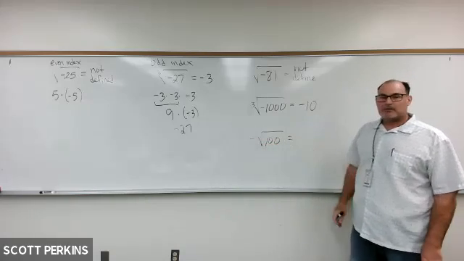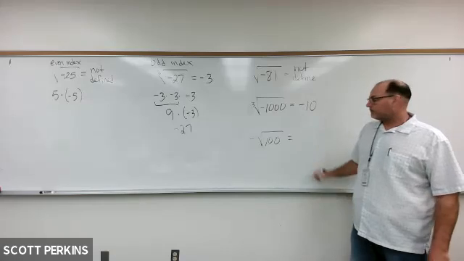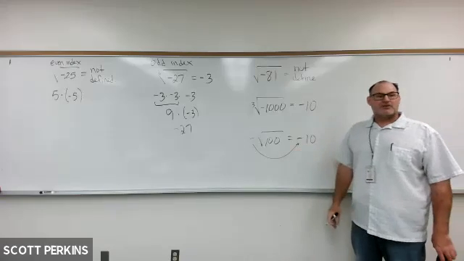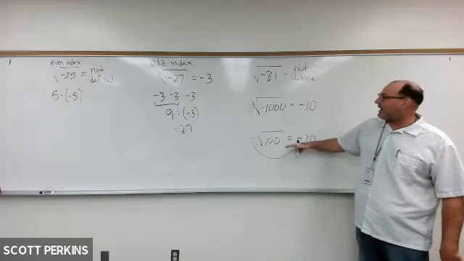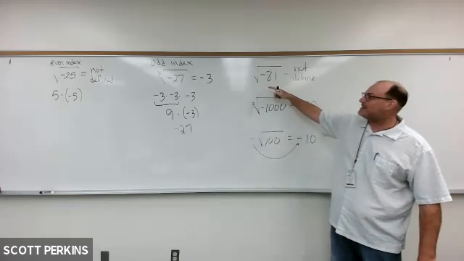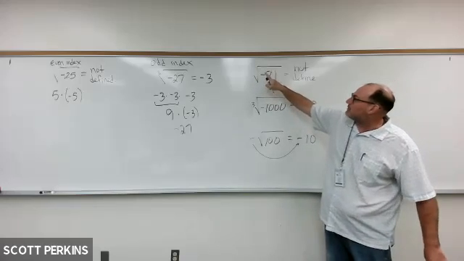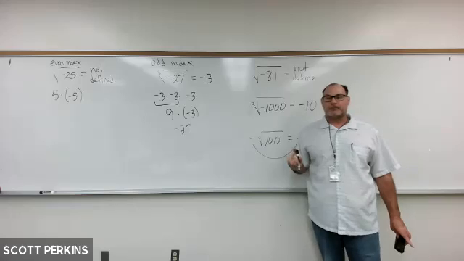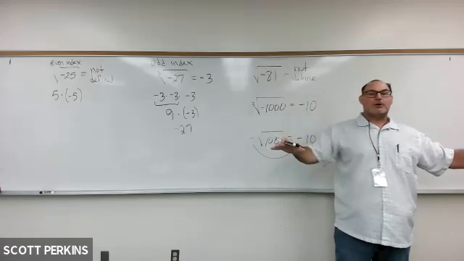What does this one want? Negative 10. The negative is outside the radical, so the negative just follows along. So I've not violated what I told you about even indexes. Note the difference between when the negative is under the radical versus when it's outside the radical. Up to this point, are we doing okay?